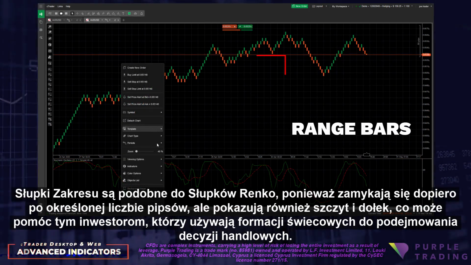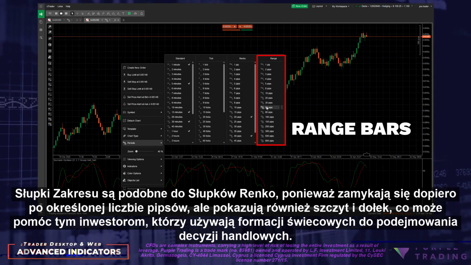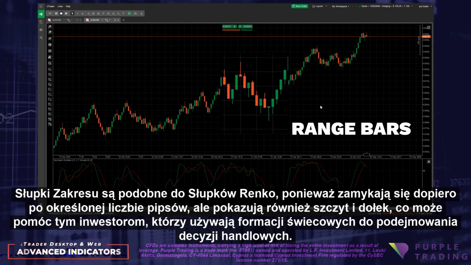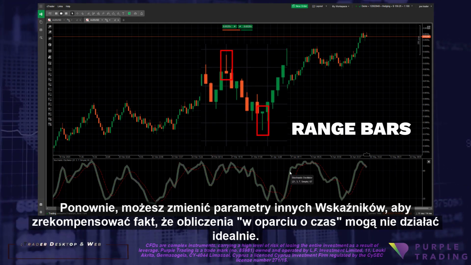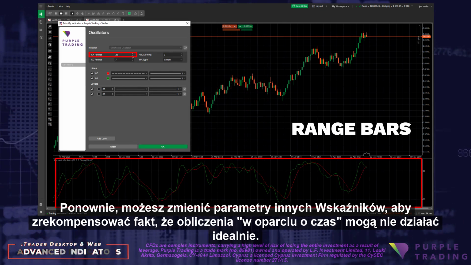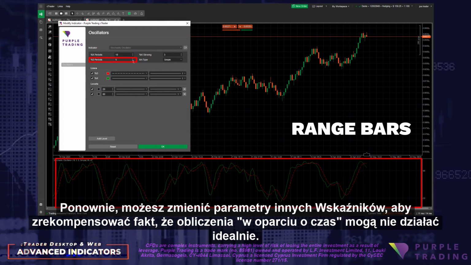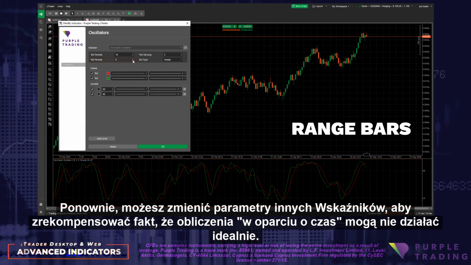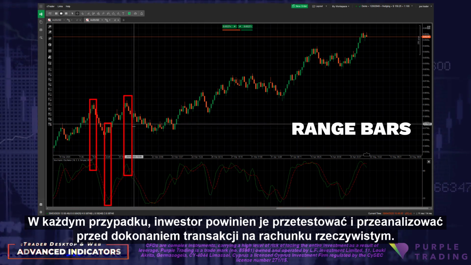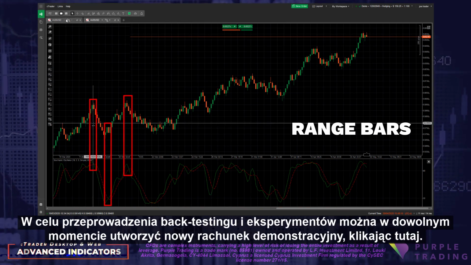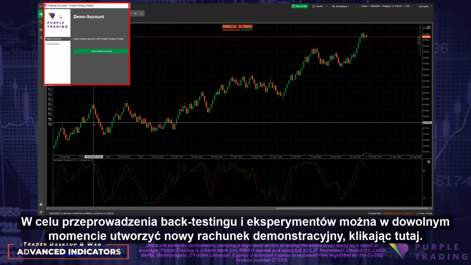Range bars are similar to Renko bars as they only close after a set number of pips, but they also show the high or low, which may help those traders who use candle patterns to make trading decisions. Again, you may alter the parameters of other indicators to compensate for the fact that the time-based calculations may not function perfectly. In any case, a trader should backtest and study these before trading with a live account. For backtesting and experimenting, you may create a new demo account at any time by clicking here.